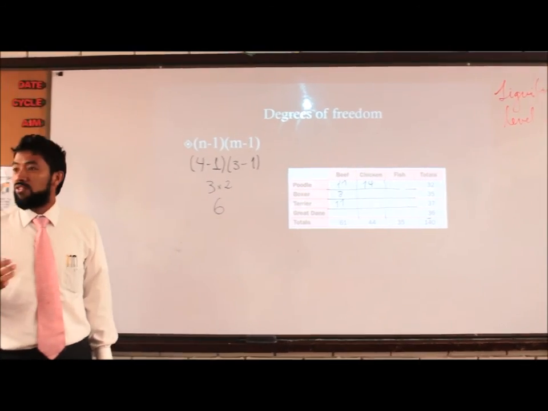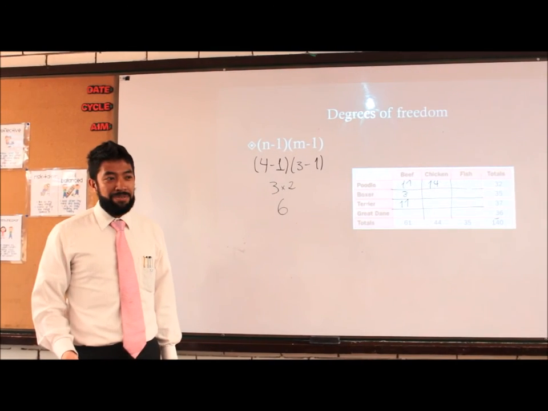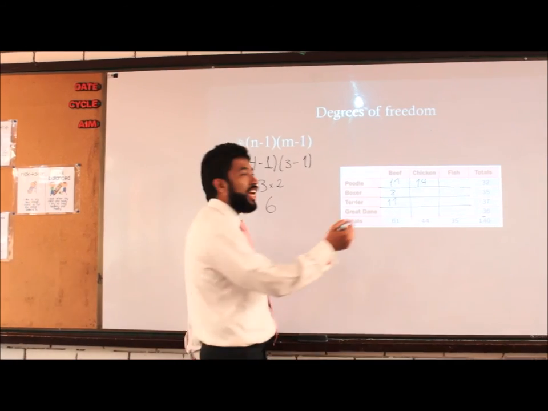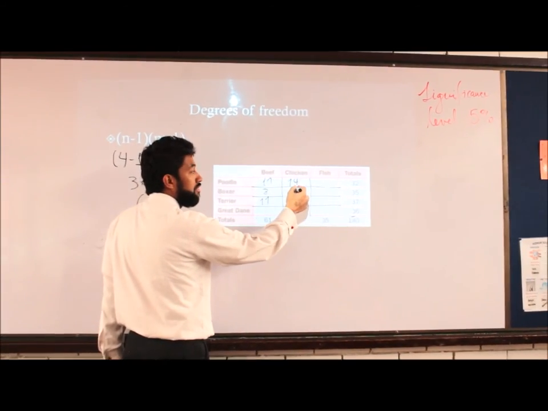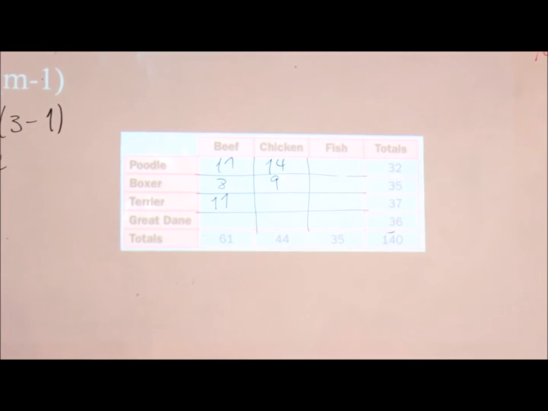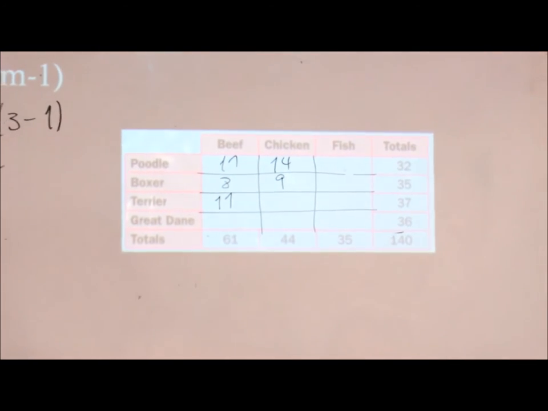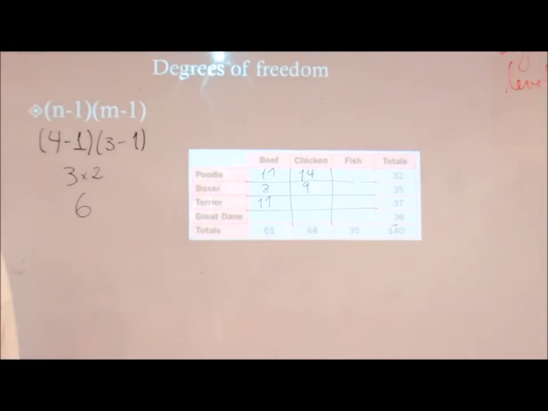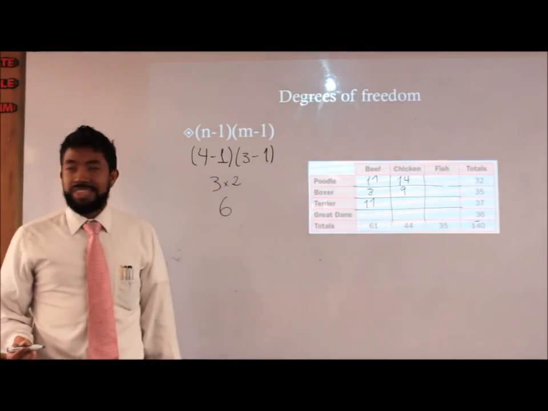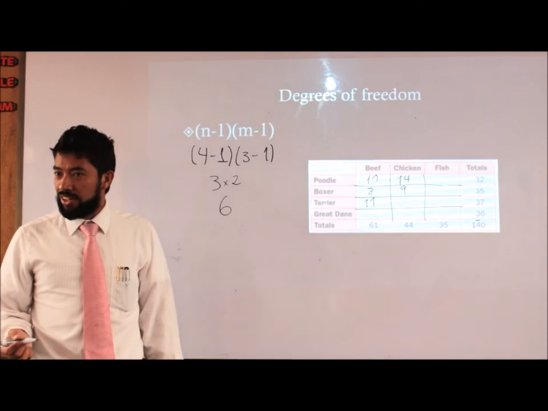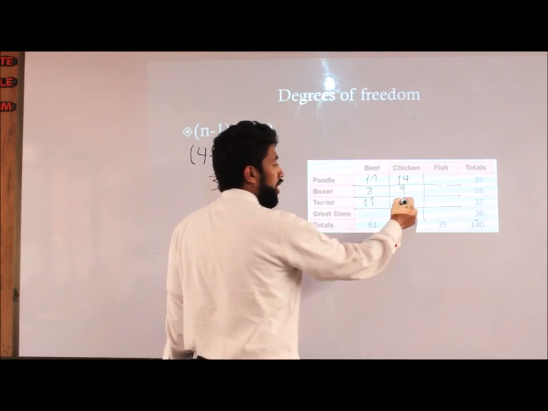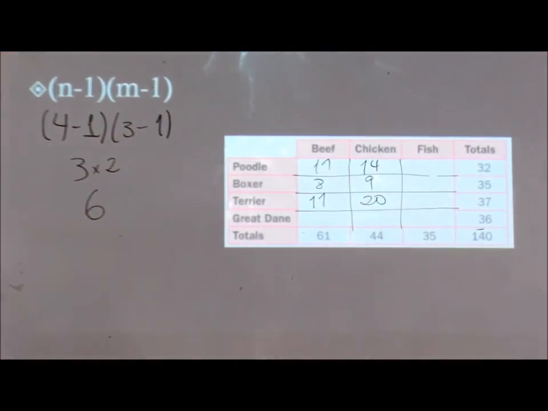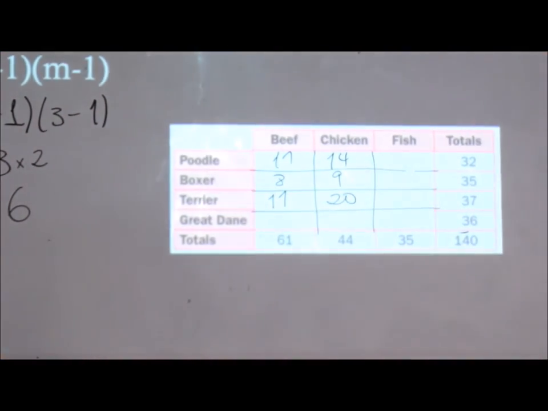Can you give another free value? Yes. Where? In boxer chicken. What value? 14. 9. I'm going to follow Laurita's in this case. Can I give another free value? Yes. Which one? Terrier chicken. Terrier who likes chicken. How many? 4. 20. Can I give another free value?